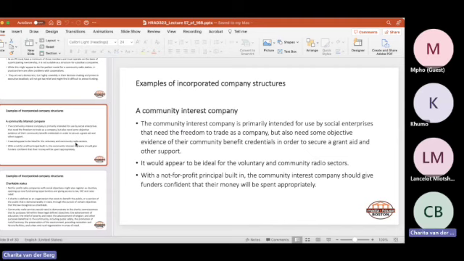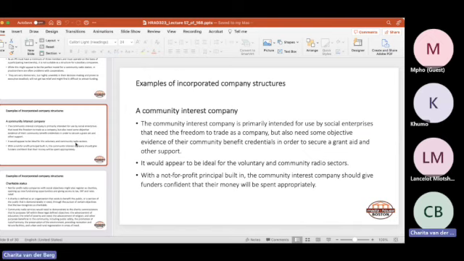But in saying this, there's relatively little experience of how these types of structures will work in practice. But with not-for-profit principles built in, the community interest company should give funders confidence that their money will be spent appropriately. So this is one of those examples where you can put your money in without being worried about fraud, and that the station manager will take all the funds, because of the way that it's set up.